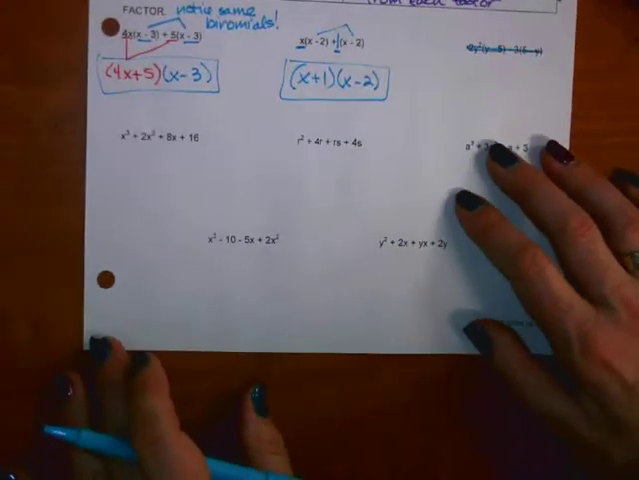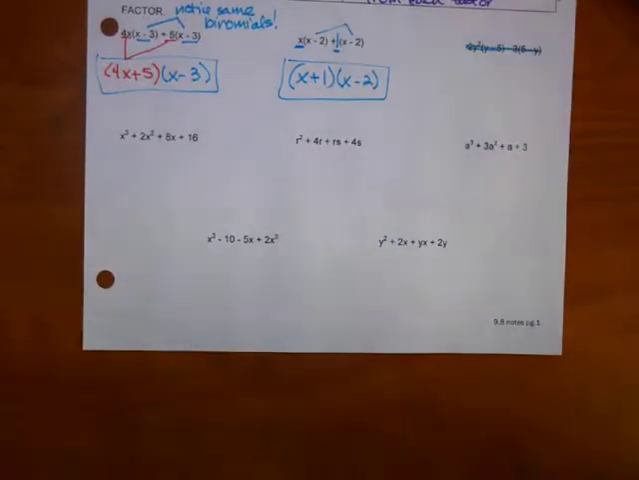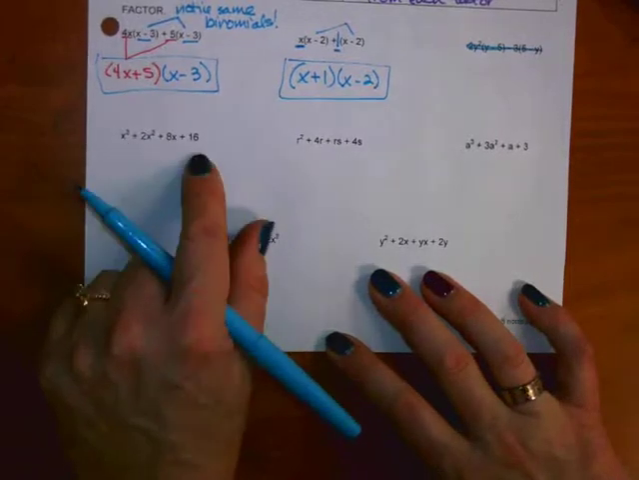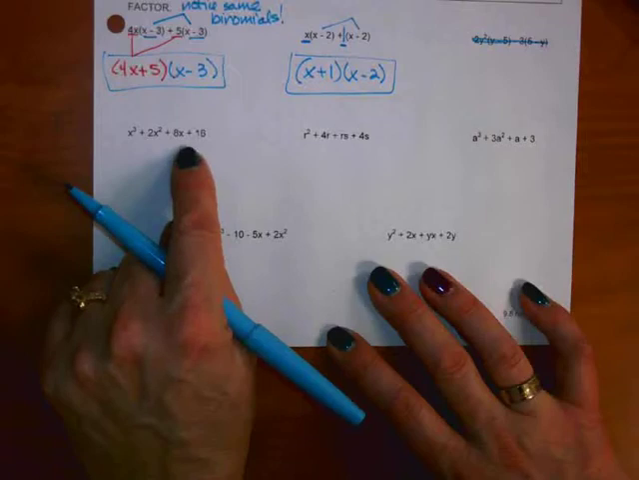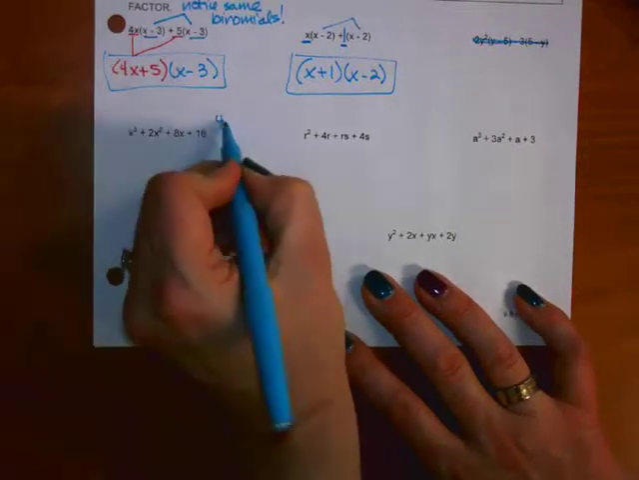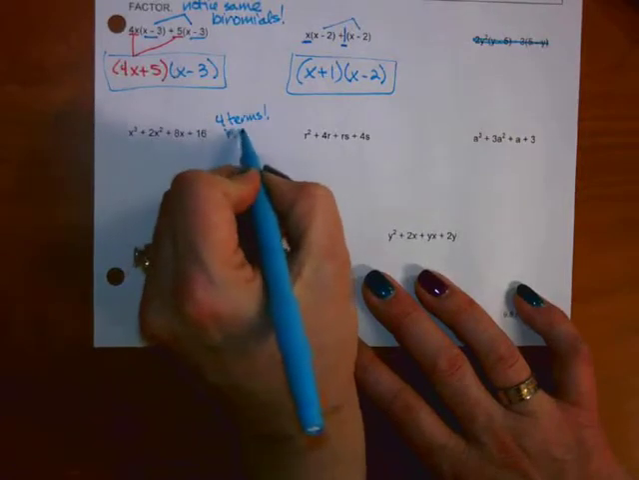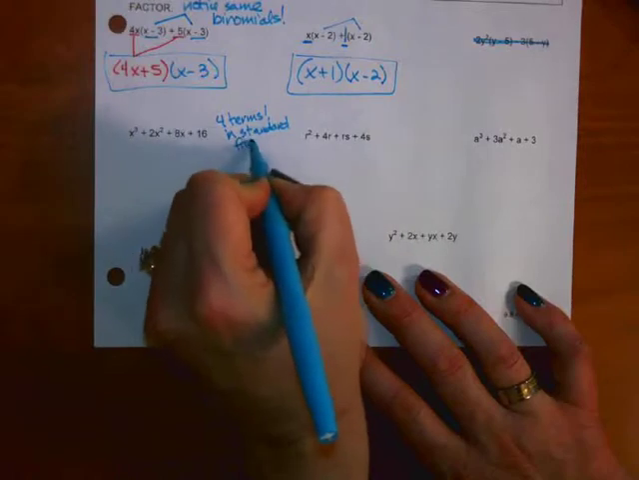All right. So now we have to do the first step of grouping, and then we'll finish with what we just did. So I have 4 terms. Are they in standard form? Yes, they are, decreasing exponents. 4 terms in standard form. You've got to make sure that is happening.